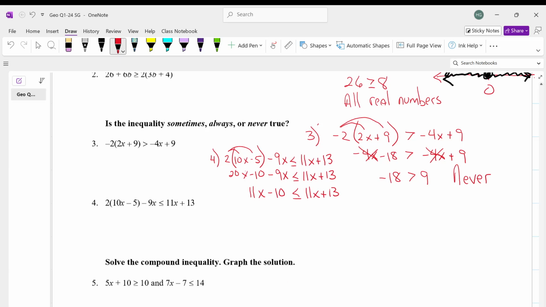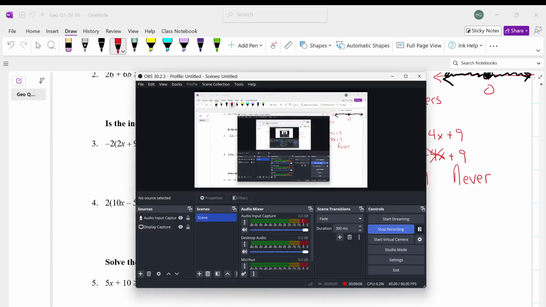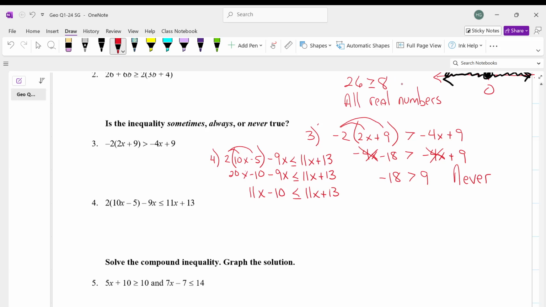And we've got the same situation. So we'll cancel out these 11x's again. And negative 10 is less than or equal to 13. Is that sometimes, always, or never true? I think it's sometimes, right? Because it's not going to be equal to 13, is it? Negative 10 will never be equal to 13. So we got to go with sometimes on this one.